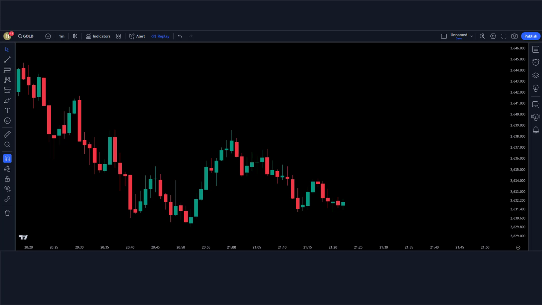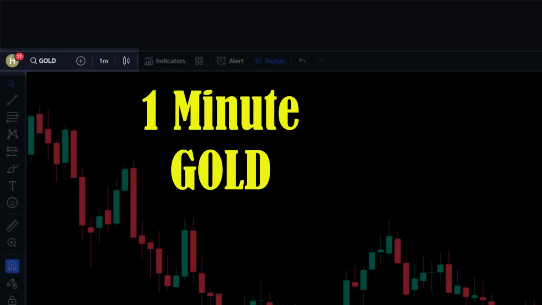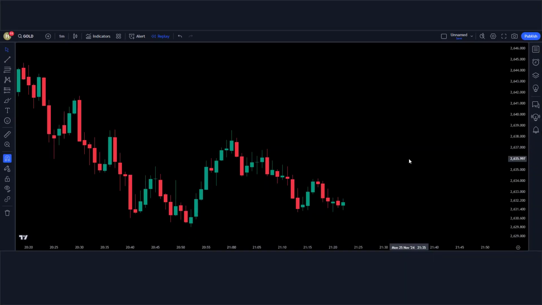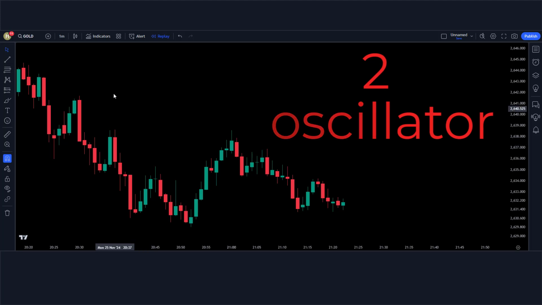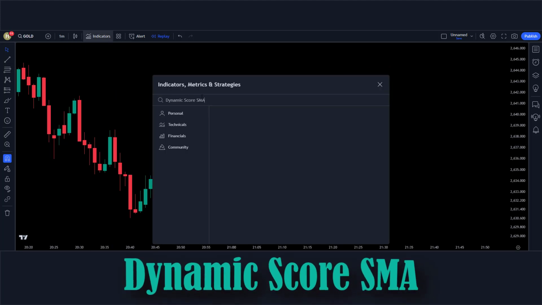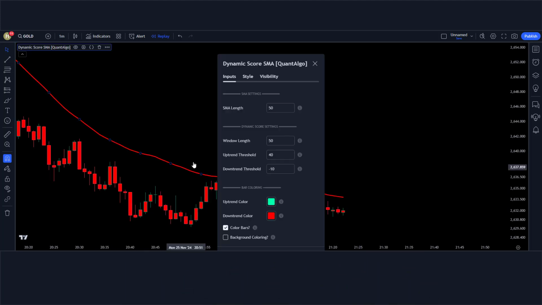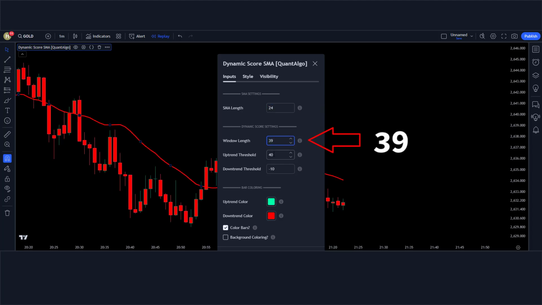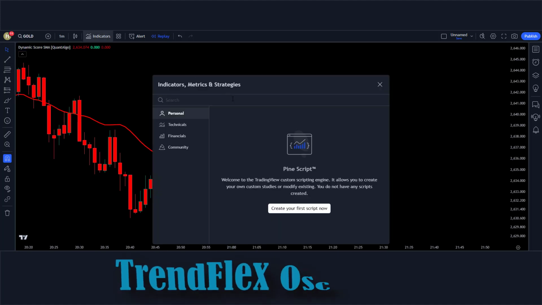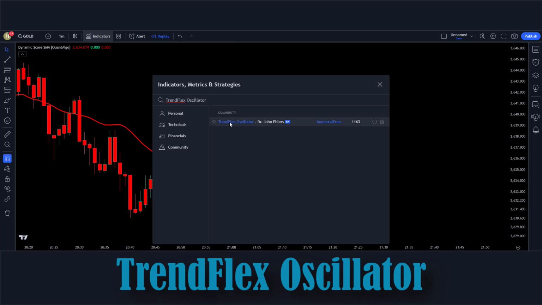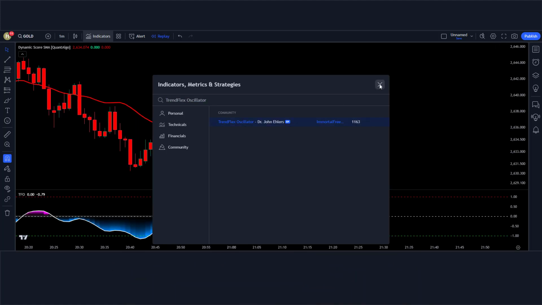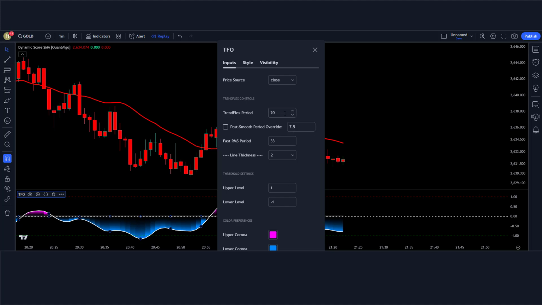So let's get started. Now let's create a trading setup. We are going to test this strategy on a 1-minute time frame and gold chart. In this setup we would require two oscillators. The first indicator name is Dynamic Score SMA. Keep the indicator settings as I have shown here. The second indicator name is TrendFlex Oscillator. Keep the indicator settings as I have shown here.